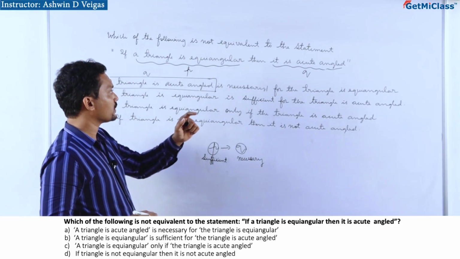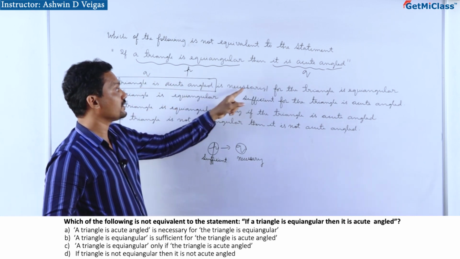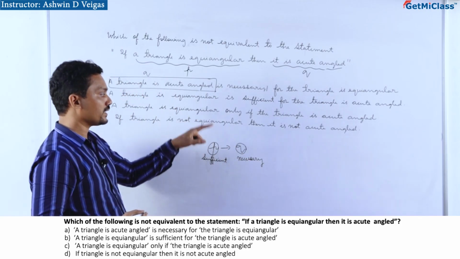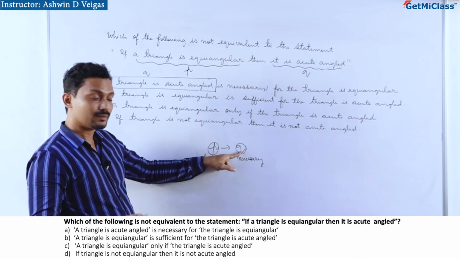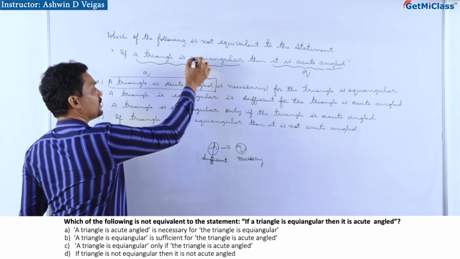So, always remember, students, a triangle is acute angled is Q, and Q is always necessary for the other one. So, see, Q is necessary, so it is falling in line. Saying P then Q is also the same as saying Q is necessary. So, this is equivalent to this.